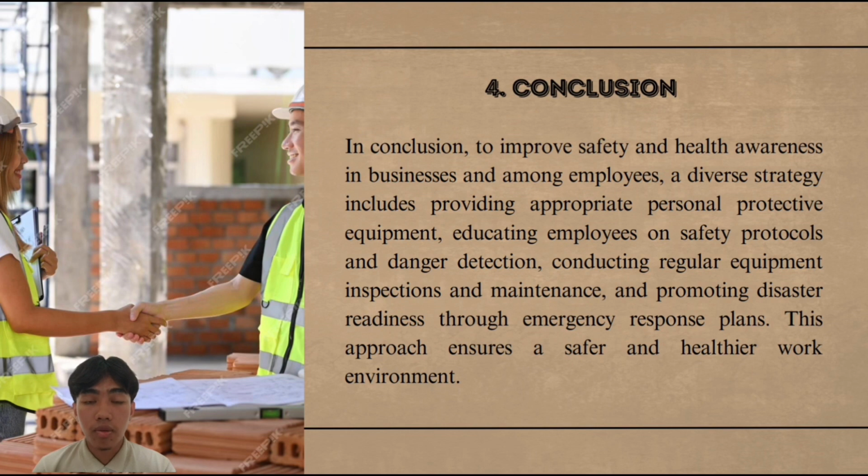For the last slide, I will explain the conclusion. In conclusion, to improve safety and health awareness in business and among employees, a diverse strategy includes providing appropriate personal protective equipment (PPE), and educating employees on safety protocol and danger detection. We have to conduct regular equipment inspection and maintenance, and promote disaster readiness through emergency response plans. This approach ensures a safer and healthier work environment.